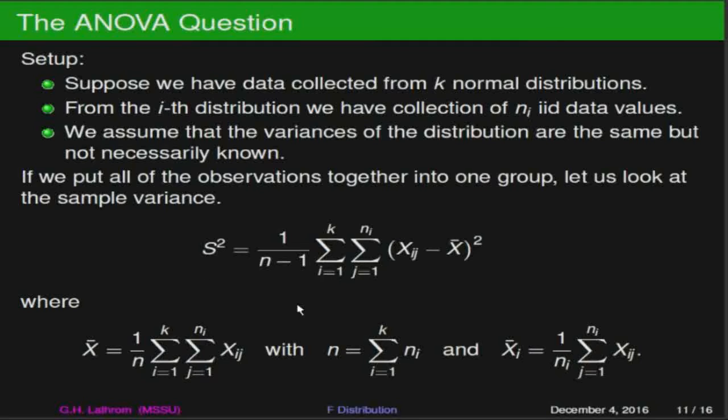So we've got s squared, 1 over n minus 1. We're summing over all of the groups. We're summing over all of the elements in the group, where our x bar is the mean for all of the elements in our pool. N is going to be the sum of all of the group sizes, so our total number of elements, and then x sub i bar is going to be the mean in a particular group.